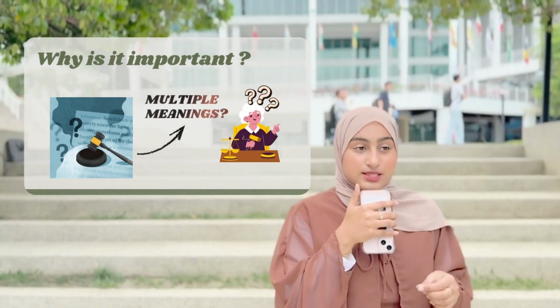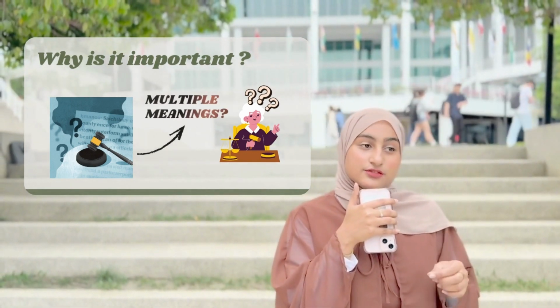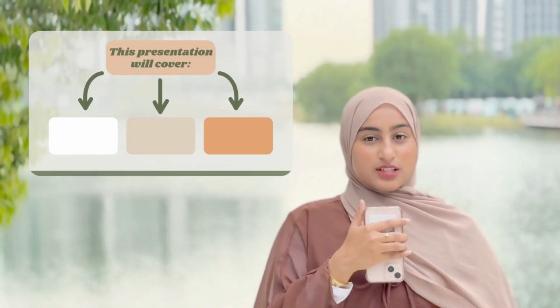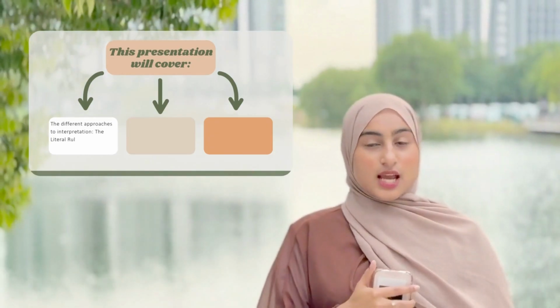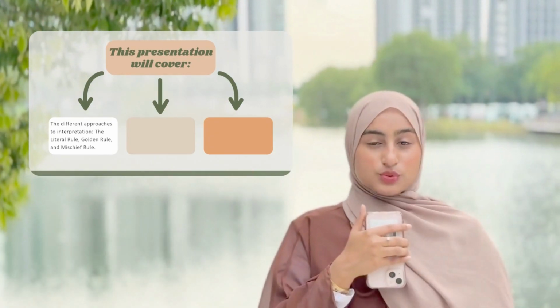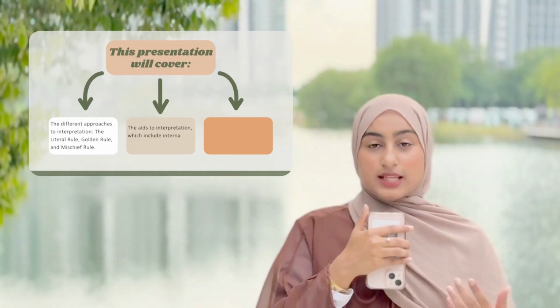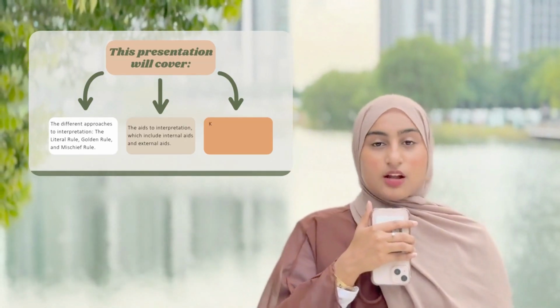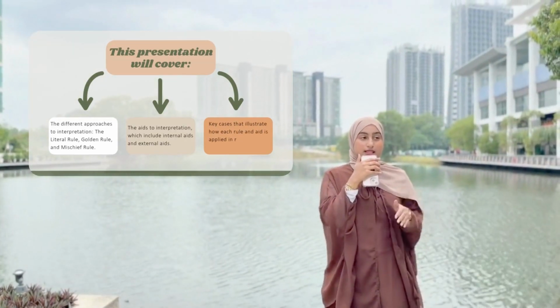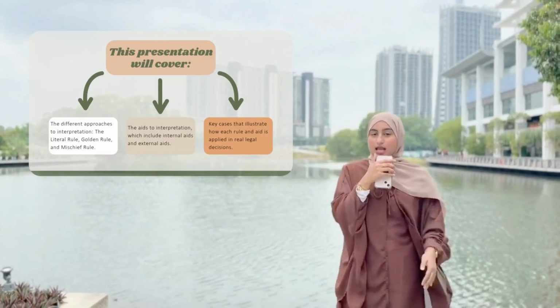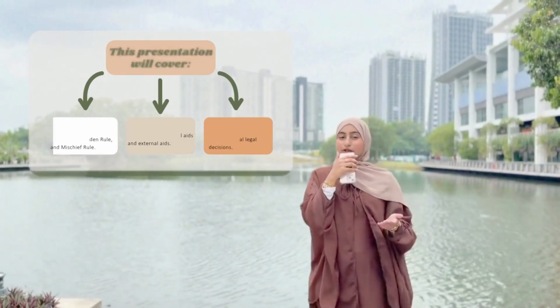Judges need to interpret the statutes to ensure that justice is served well and the Parliament's intention with the legislation is carried out correctly. This presentation will cover the different approaches to interpretation: the literal rule, the golden rule, and the mischief rule. Also, the aids to interpretation, including the internal aids and the external aids. And further, it will elaborate on the key cases that illustrate how each rule and aid is applied in real legal decisions. Now I pass it on to Joanne, who will elaborate further on this.